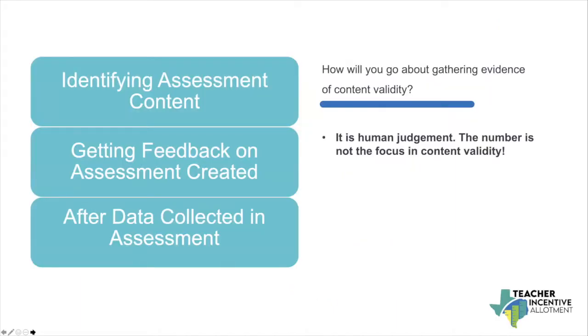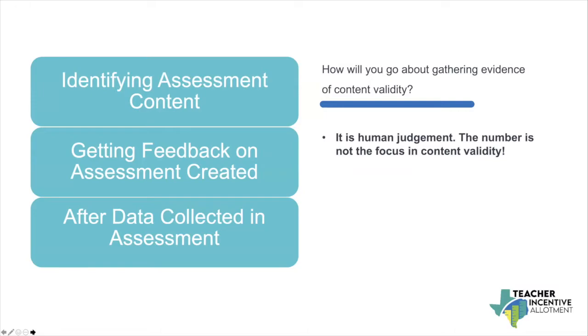How do you go about gathering evidence of content validity? There are 3 major stages in assessment related to this, as you need to keep records of your process: identifying assessment content to represent the state standards, getting feedback on the assessment created, and after assessment data is collected.